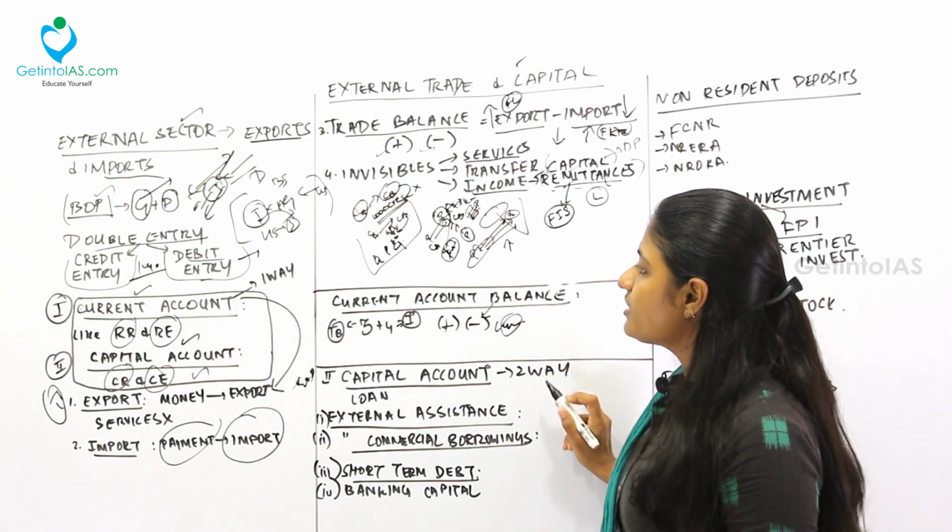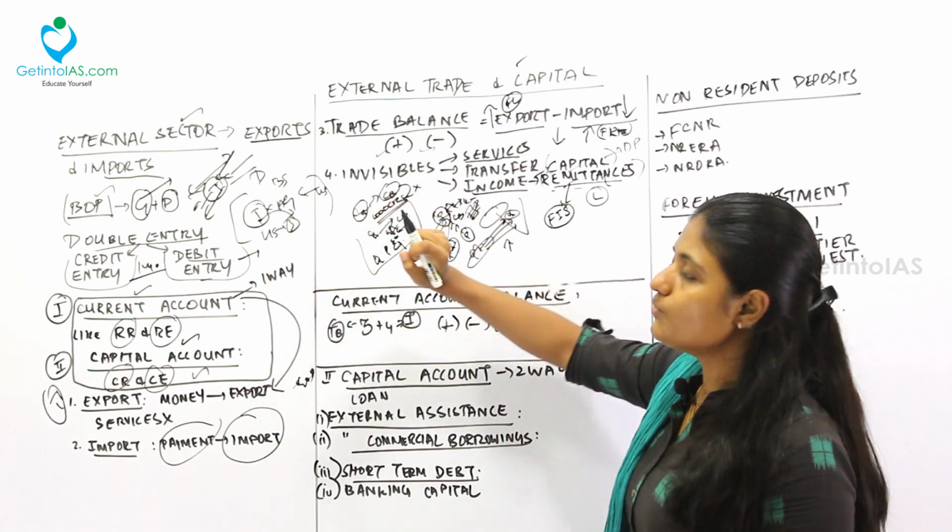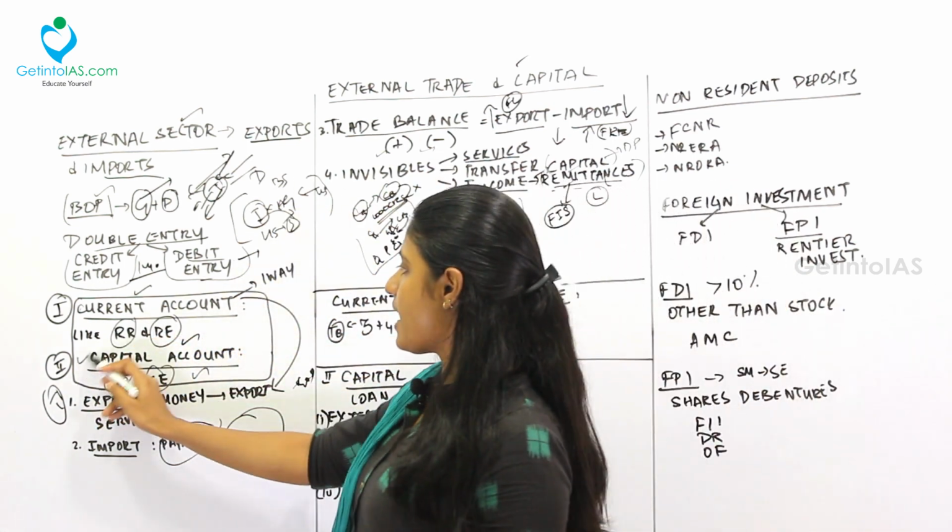Next, moving to the capital account. So we are done with the current account. Now moving to the next one, that is the capital account.